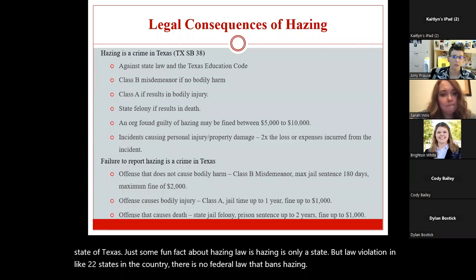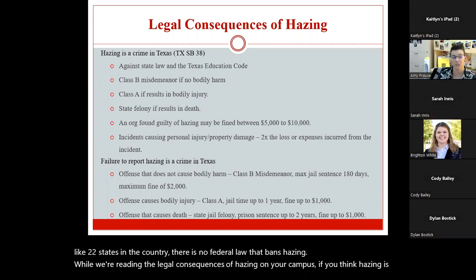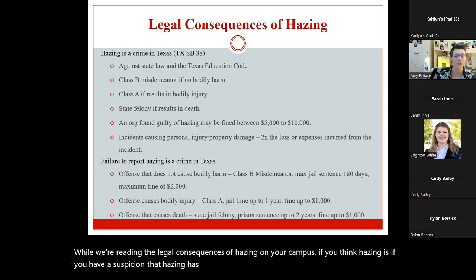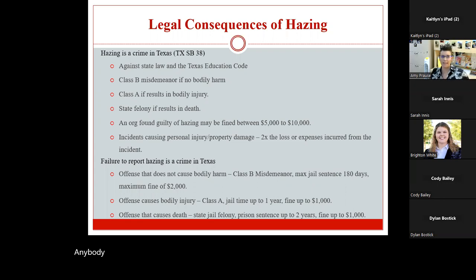While we're reading the legal consequences of hazing, if you have a suspicion that hazing has occurred on your campus, where do you go to report? Anybody know where you would report a hazing incident?